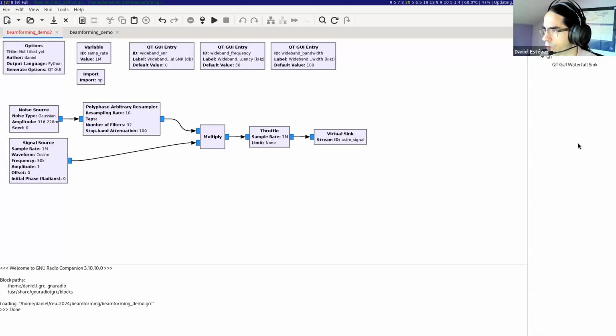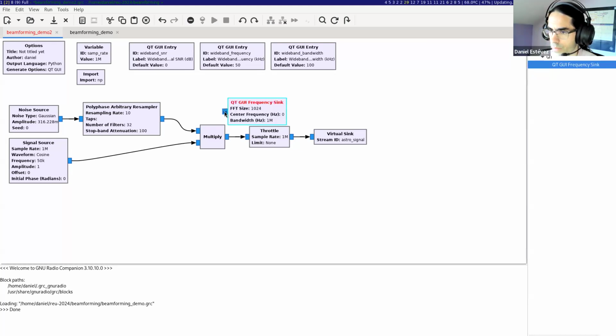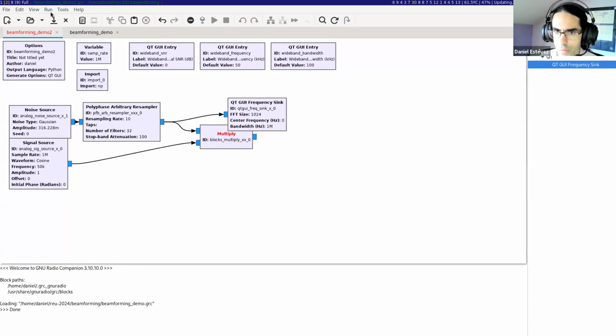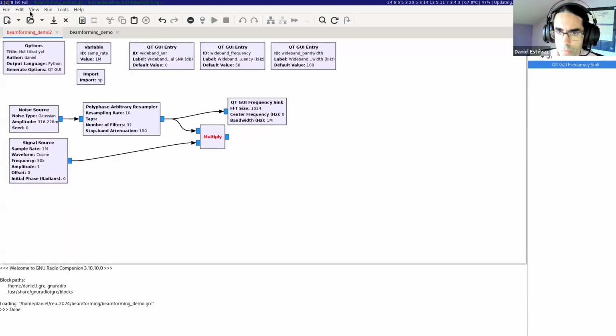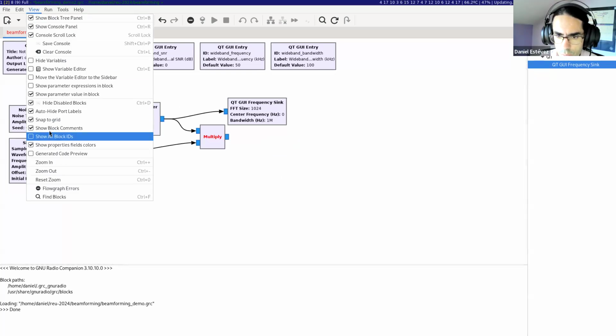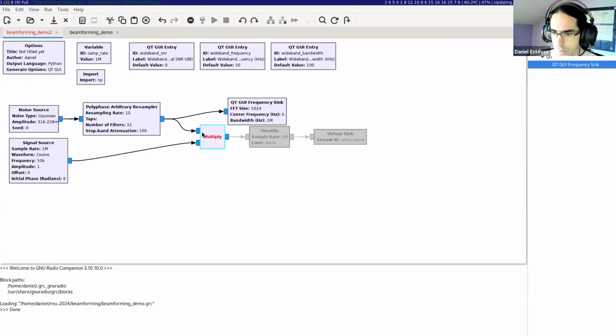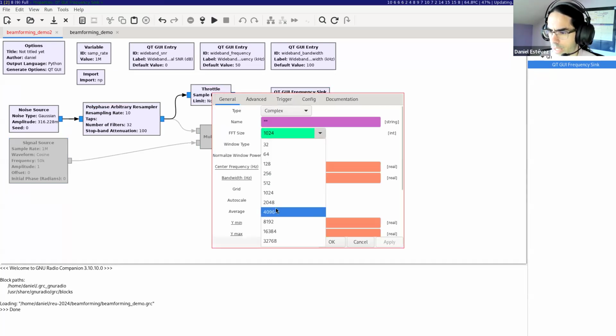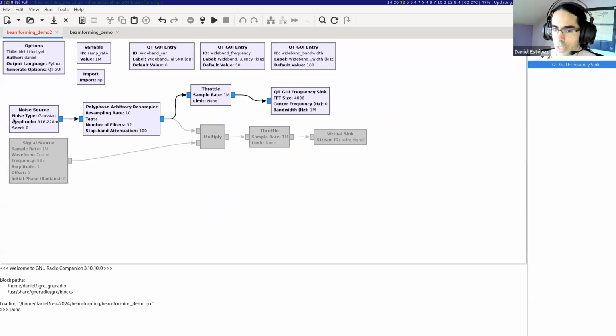Good, GUI frequency sync. And let's see. No, I want to show disabled blocks. Okay, there we go. Maybe I want a third block as well. And let's make this 4096.